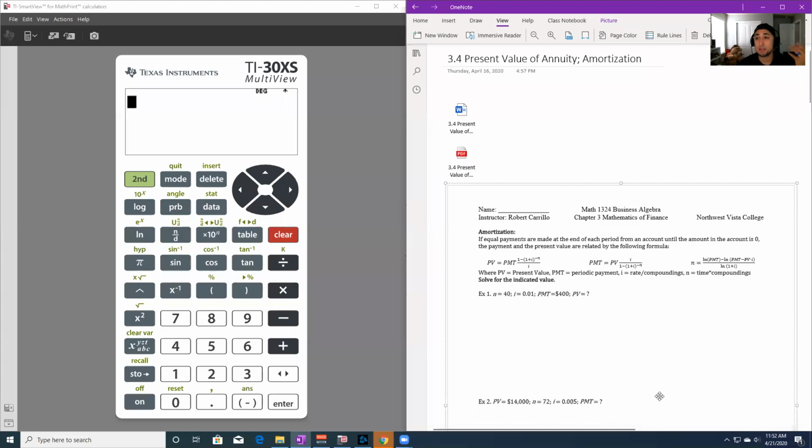Hey guys, welcome. This is 3.4. So this is about present value of annuity and amortization.